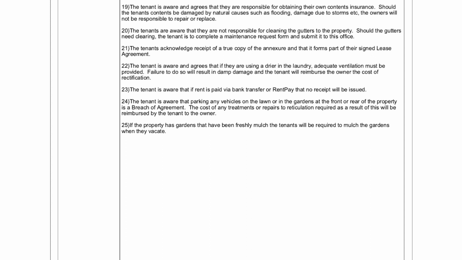The tenant is aware that parking any vehicles on the lawn or gardens at the front or rear of the property is a breach of agreement. The cost of any treatments or repairs or to reticulation required as a result of this will be reimbursed by the tenant to the owner. If the property has gardens that have been freshly mulched, the tenants will be required to mulch the gardens when they vacate.